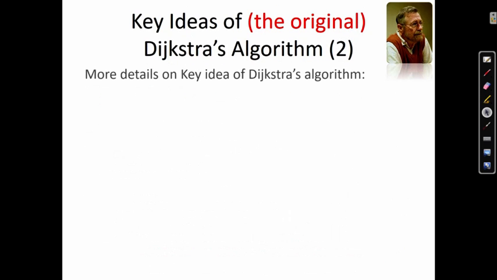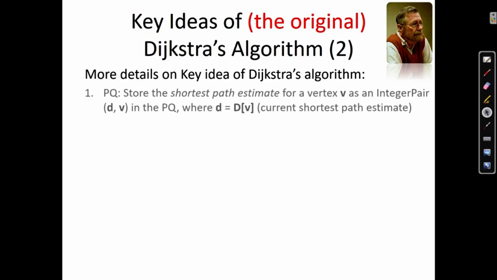So, more details on Dijkstra's algorithm. First, I said we need a PQ. So what does the PQ store? We store an integer pair, which is the shortest path estimate for a particular vertex V. So you store here d, the current shortest path estimate, and then v, the vertex. So d must be equal to the distance array entry for v. So you don't do away with your distance array, you still have it. Whenever you relax an edge, you must update the distance array, and then you must also update the pair inside the priority queue.